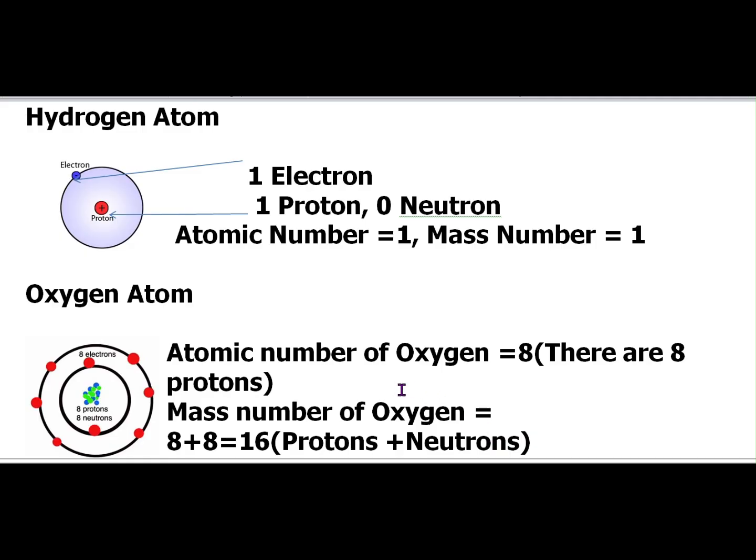You are now very clearly understanding what is a mass number and what is an atomic number. Atomic number is only about protons. Mass number is protons plus neutrons.